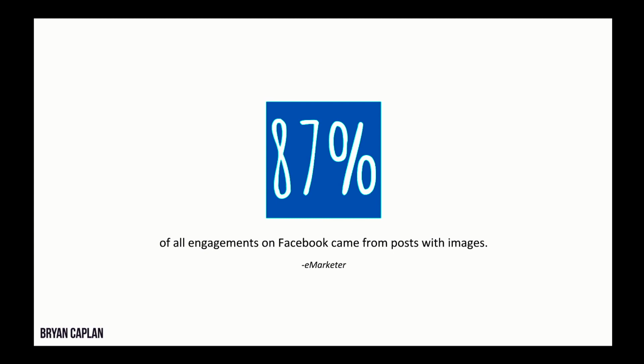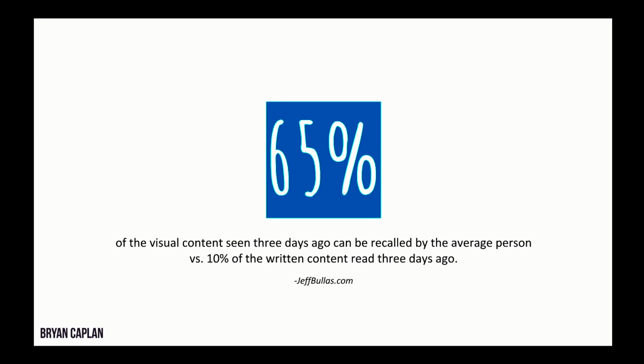87% of all engagements on Facebook came from posts with images. When we talk about engagements, that's a like, that's a share, it's a comment. So almost 9 out of 10 engagements on Facebook came from posts with images. And 65% of the visual content seen 3 days ago can be recalled by the average person. So here's the deal. If I see something, if I see a picture, see an image, look at a puzzle, 65% of the visual content that I see, I'll be able to recall in 3 days.